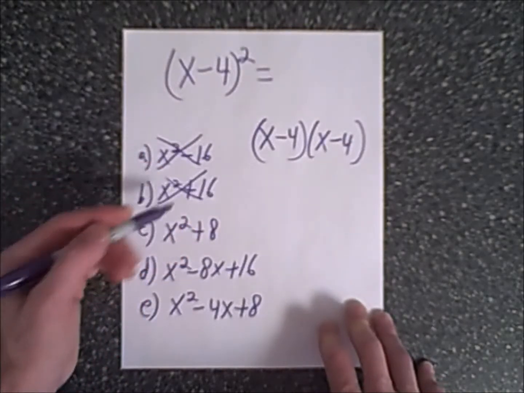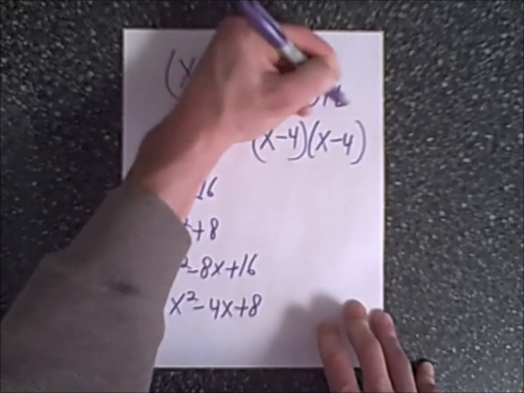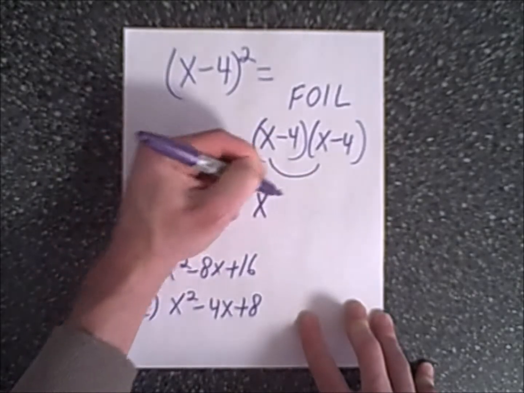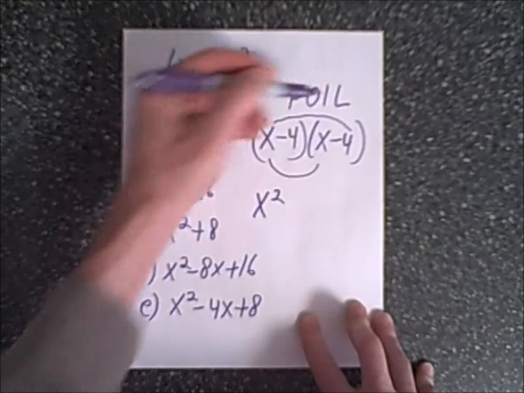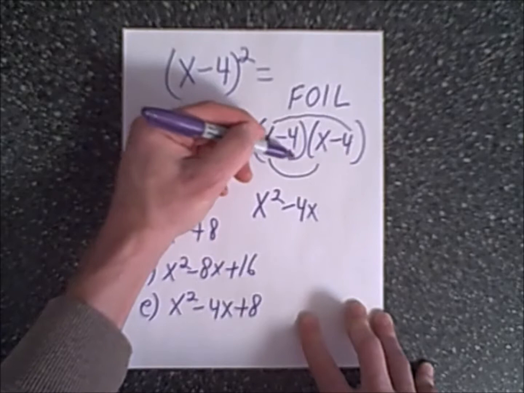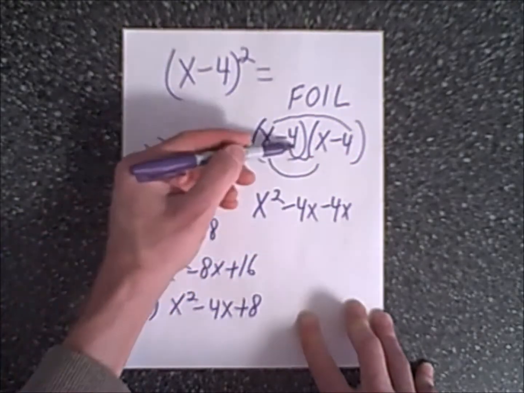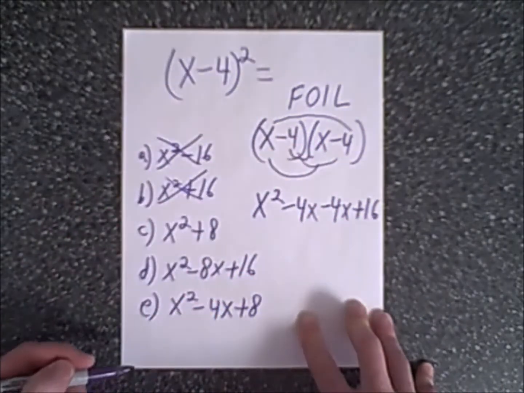As you know, with the acronym FOIL, first, outer, inner, last. Let's figure this out. X times x is the first. We're going to get x squared. The outer will be x times negative 4, which is negative 4x. Then the inner, negative 4 times x, is again negative 4x. And then the last is negative 4 times negative 4, which is positive 16.